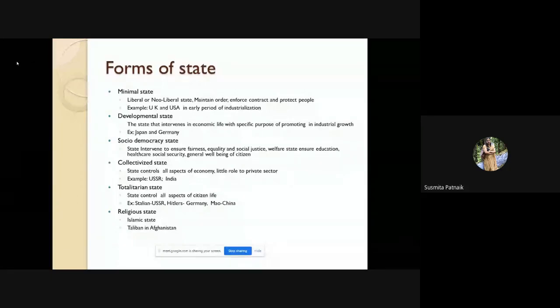So take the example of Russia and India. Then the next one is called the totalitarian state. So what is the meaning of a totalitarian state? In a totalitarian state, what happens? The state controls all aspects of citizens' life: what you eat, where you sit, how you walk, every aspect. You do not have any type of independence. You are totally dependent on the state.